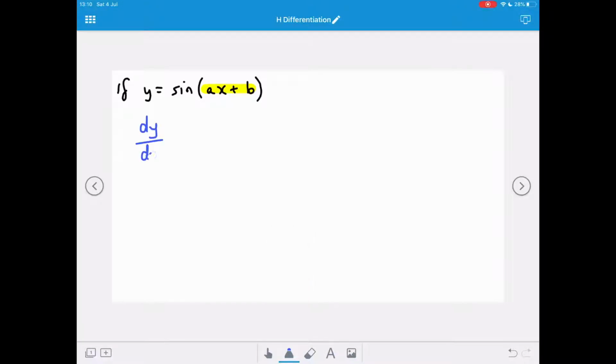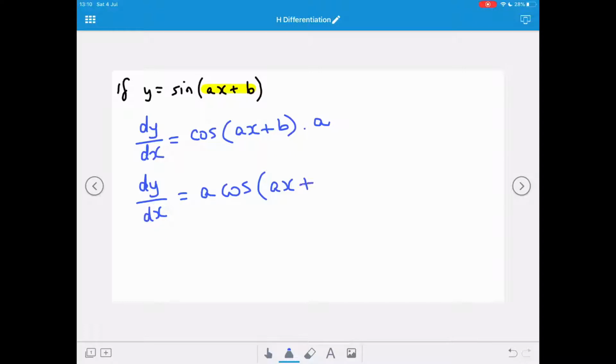So dy by dx is going to equal the cosine of ax plus b, because sine goes to cos, and then multiply it by a, because that's the derivative of our inside function. So dy by dx equals a cos of ax plus b.